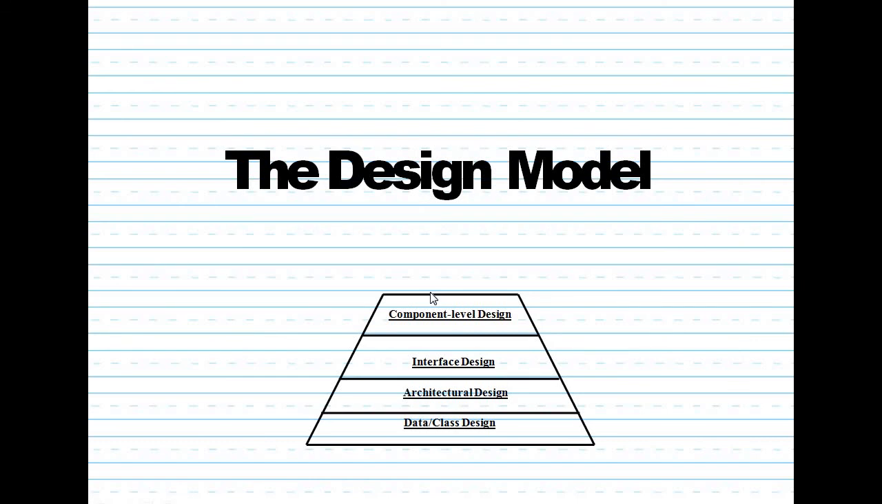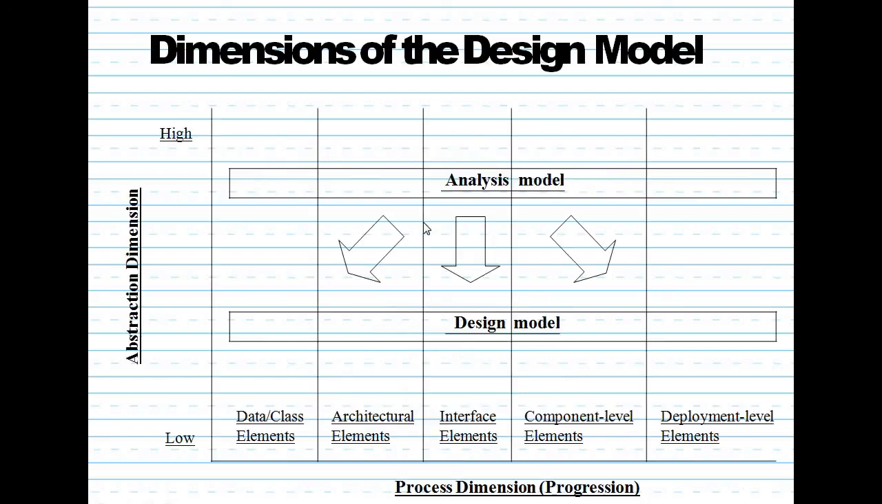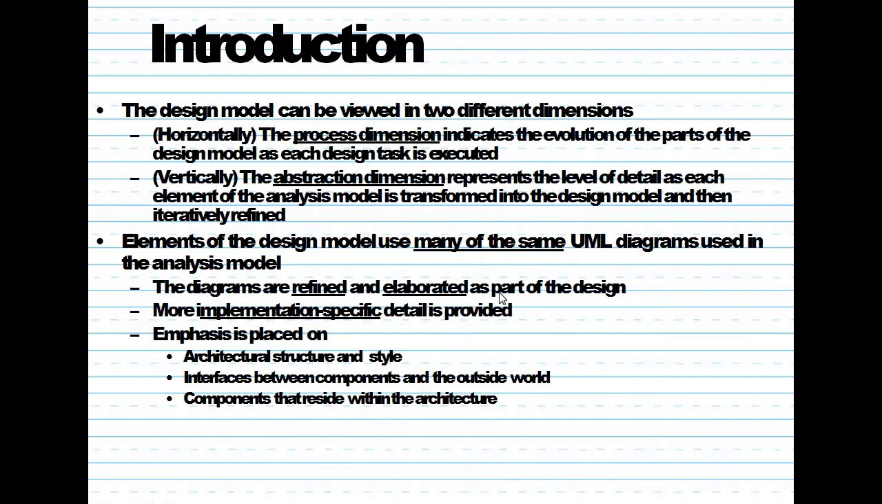Now, design models are of four types: component level design, interface design, architecture design, and data class design. So these are the dimensions of the design models, as we have shown in the picture: analysis model and design model. Design models are further classified into various elements. So let's introduce our design model.